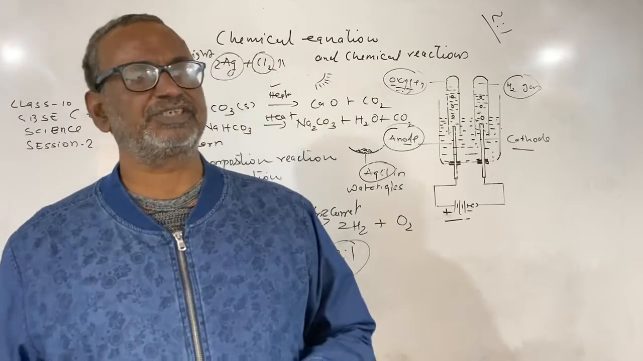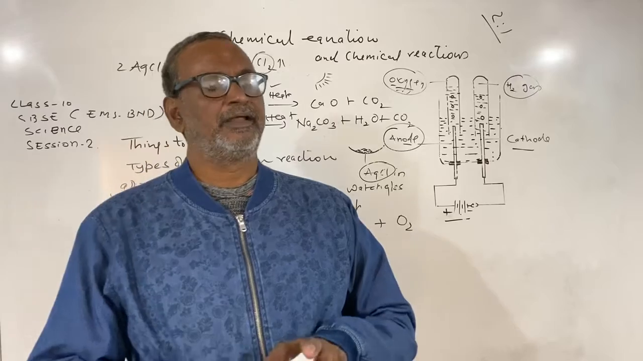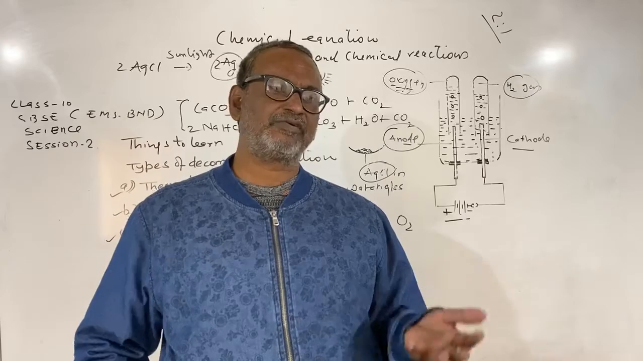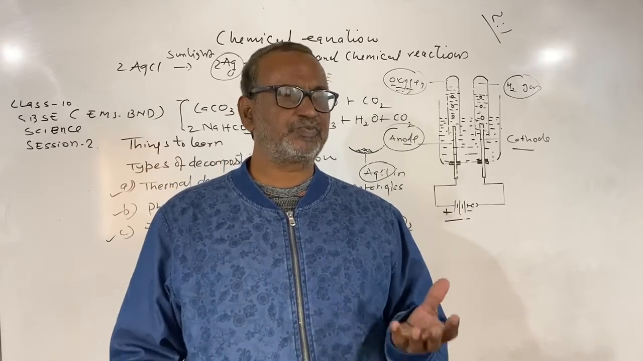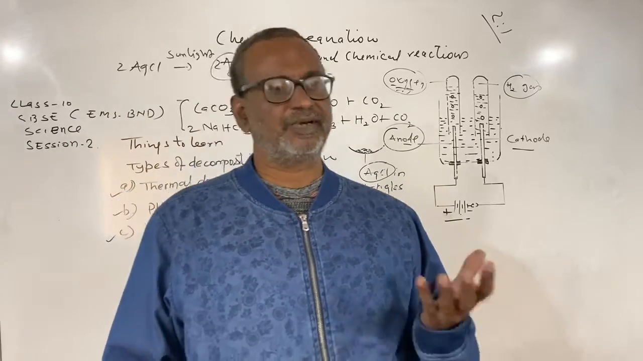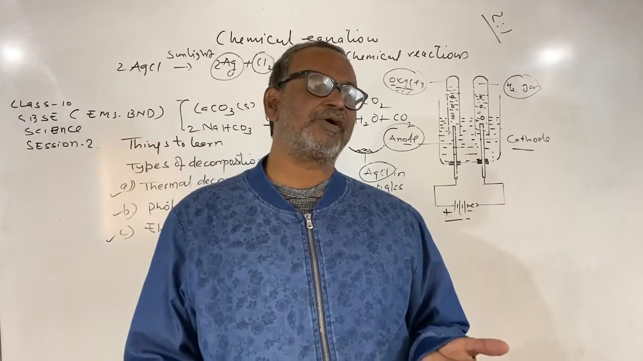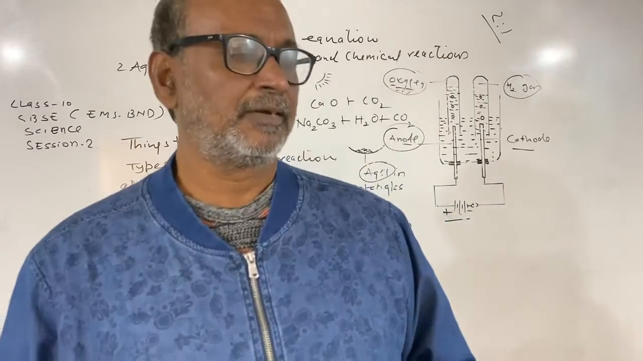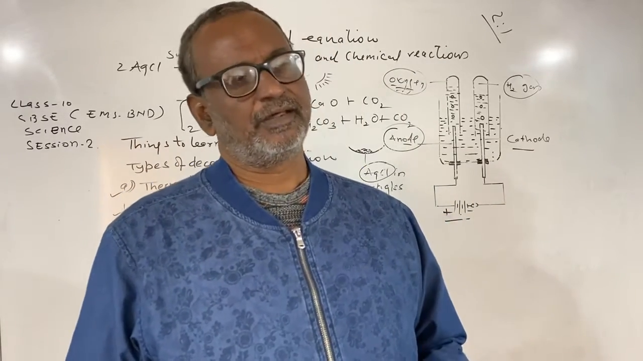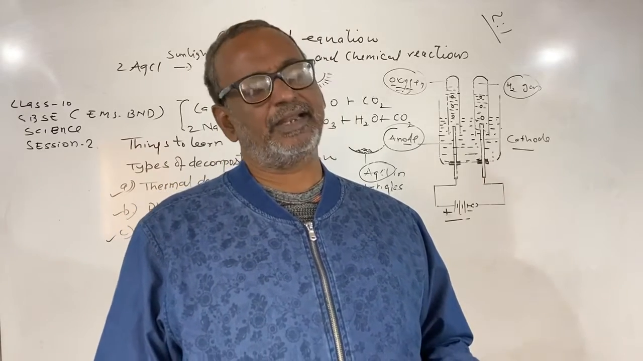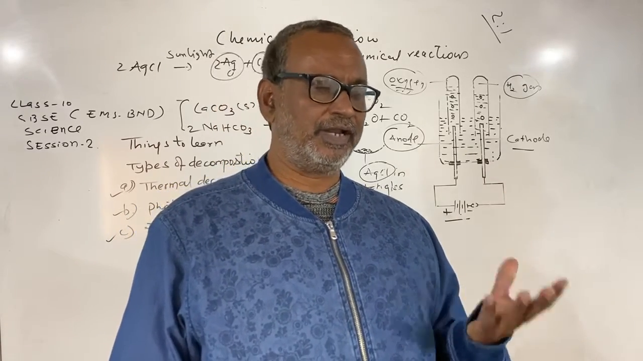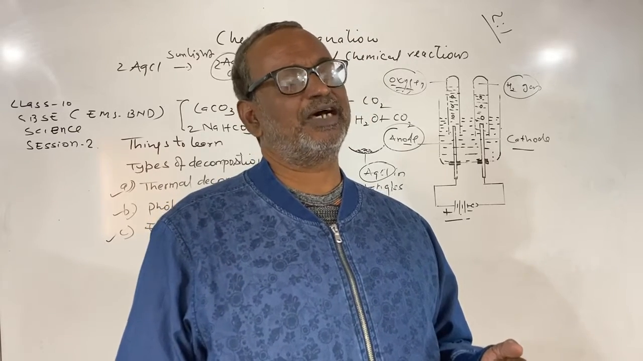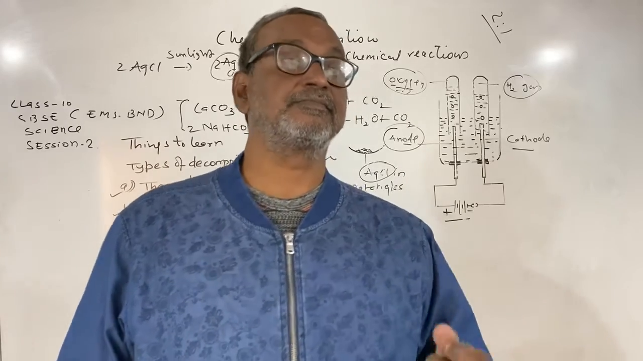So decomposition reactions are of three types. Number one, photodecomposition reaction, in which a compound is broken down on exposure to the light. Number two, thermal decomposition, in which a compound is broken down when it is exposed to heat or when it is heated. And number three, electrolysis, in which a compound is broken down when electric current is passed through it.